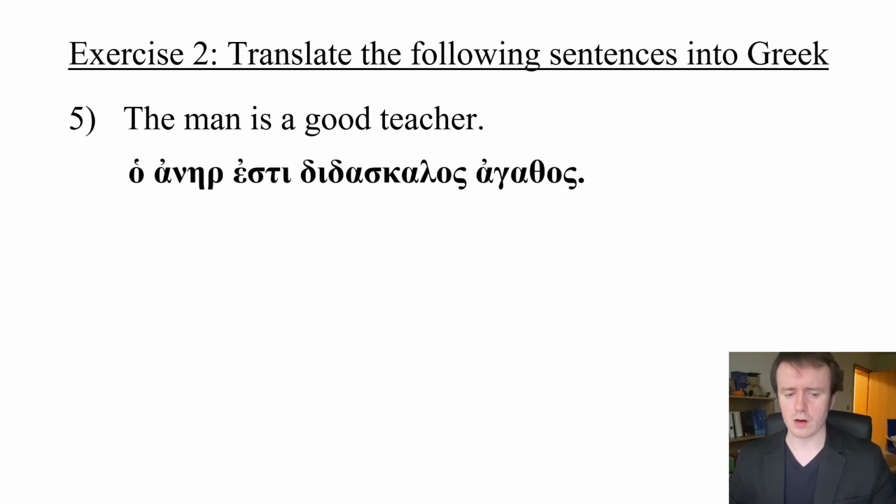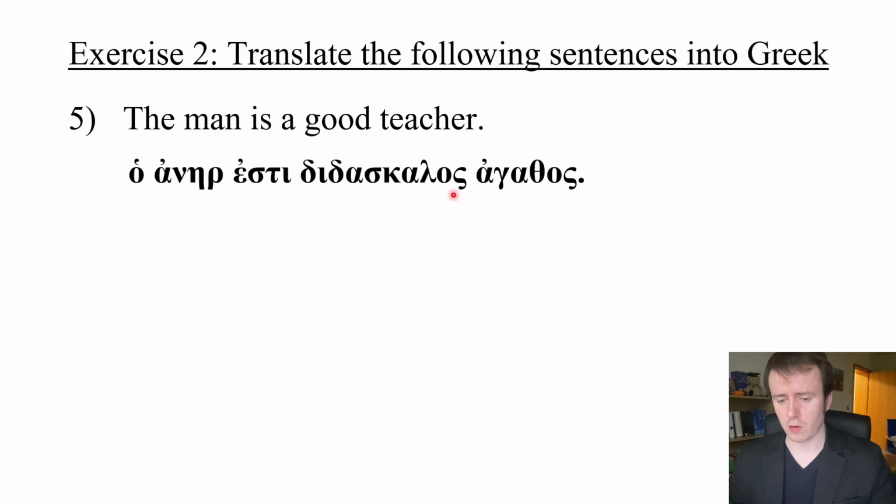Here, you could have said ho aner esti didaskalos agathos. Although, as before, if you interpreted the word man here as meaning person, then you could have said anthropos instead of aner. But in the translation on the screen, I used aner, meaning the man, in the sense of the male, is a good teacher. The man's in the nominative singular, esti means is, and then agathos means good, and didaskalos means teacher.